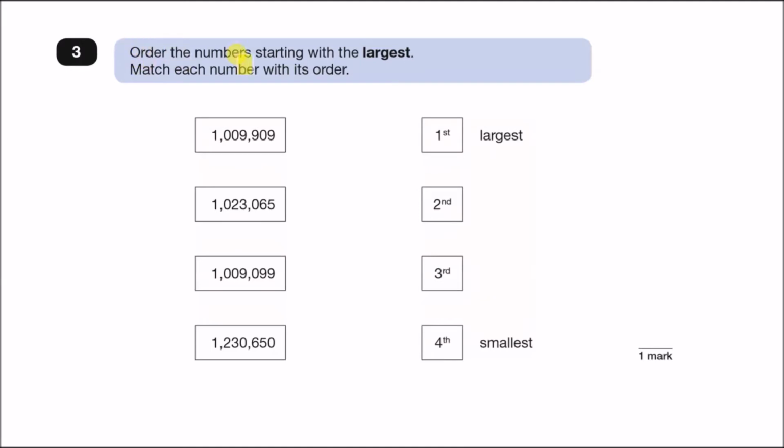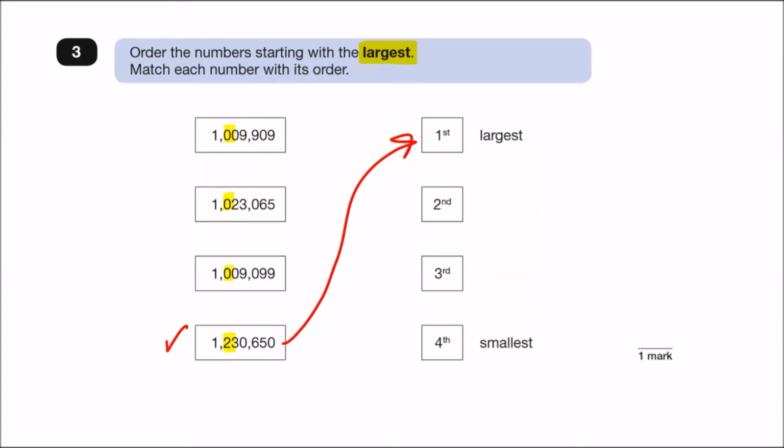Alright, number 3. So order the numbers starting with the largest, so this is the biggest value, and then match each number with its order. Okay, so the easy way to do this, just have a look at all the positioning of the numbers, yeah? So what do we have? So all of this is 1 millions. So then we look at the next digit. So we'll have 0, 0, 0, 2. So this is definitely the biggest. 1,200,000 is way bigger. So that goes here. So that's done. So we've got 3 more.